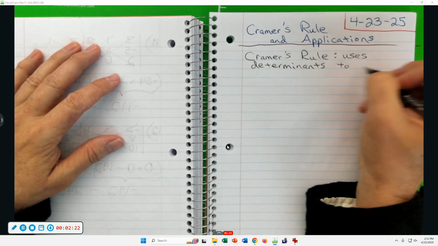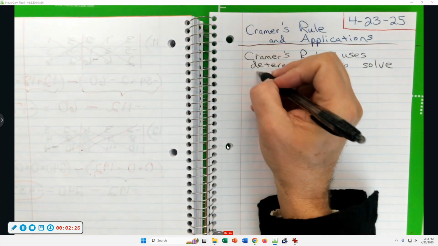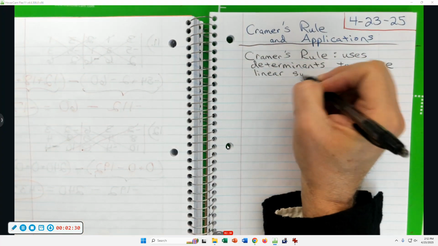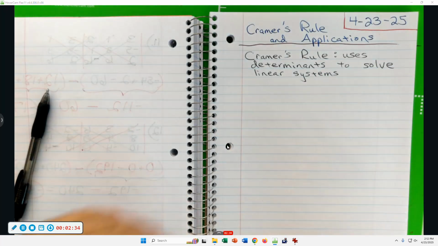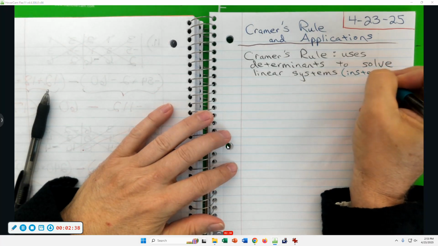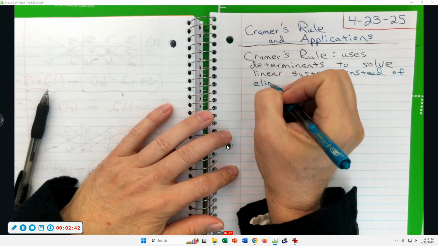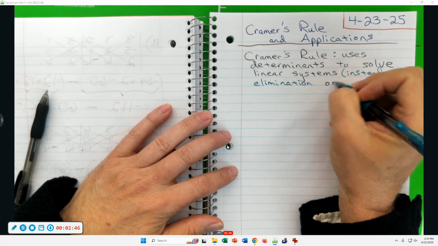To solve linear systems, instead of elimination or substitution. I'll put that parenthetically. Instead of elimination or substitution. So now you have a new method of solving a linear system. Going to have a new method. Why don't you tell it to them?